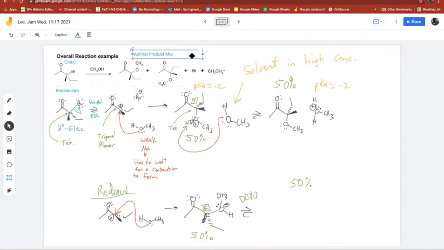And then I'll explain why it's achiral. Hopefully you already know, but if I zoom in on this, this is going to be made 50%. 50% of this is going to be made. And if this is like -7 degrees rotation, this would be +7 degrees rotation. So they'll cancel out.